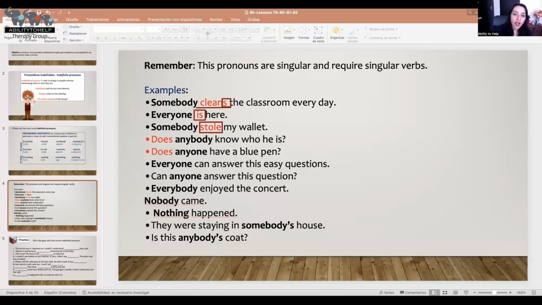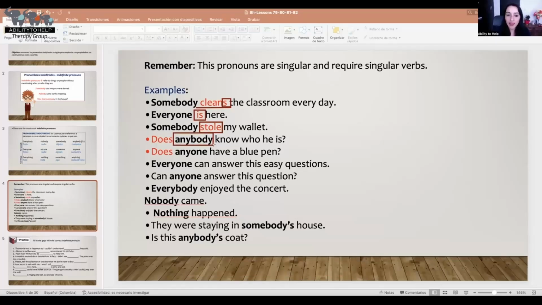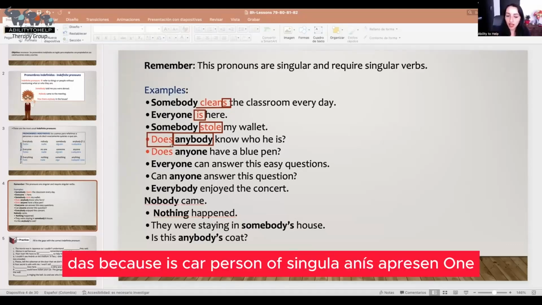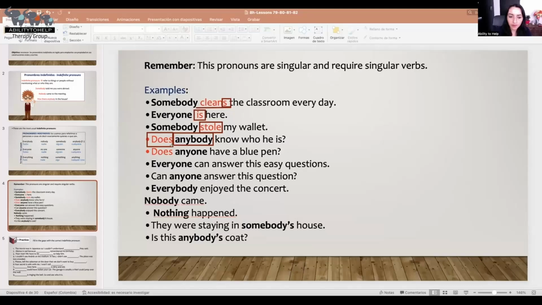We are writing a question here. Does anybody know? Don't forget, I told you, if you are writing a question, you need anybody. Anybody is an indefinite pronoun special for questions. So, does anybody know who he is? Does, because it's third person singular and it's a present simple question. Does anyone? I prefer anybody, but anybody or anyone is the same. Don't forget, anybody or anyone are the same words. Does anyone have a blue pen?